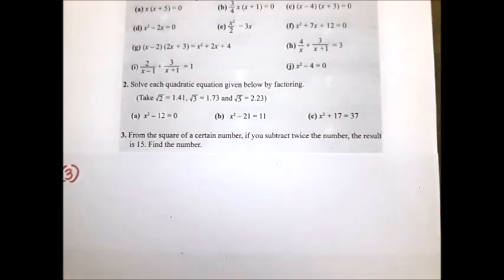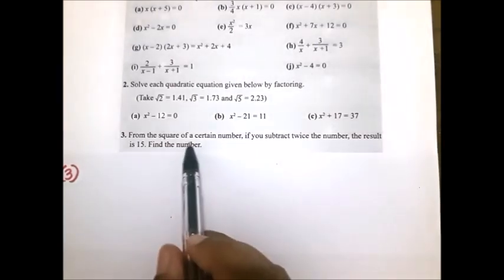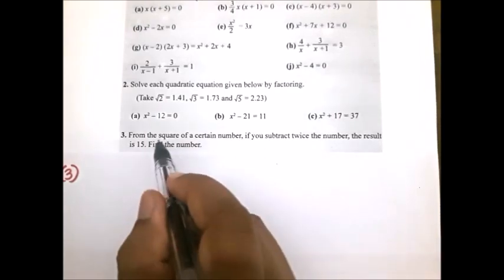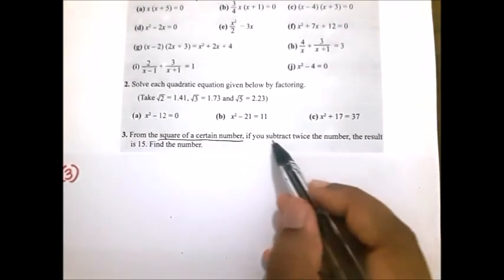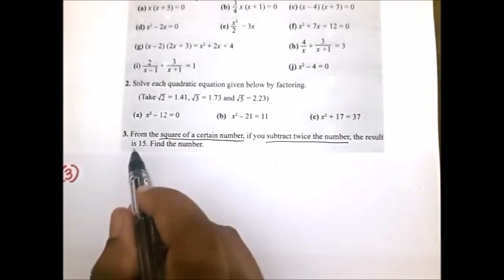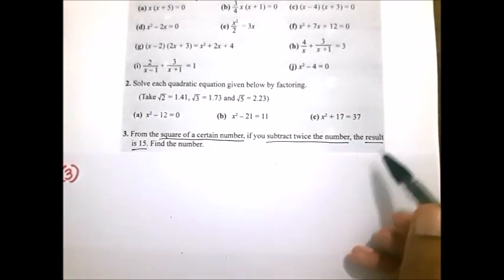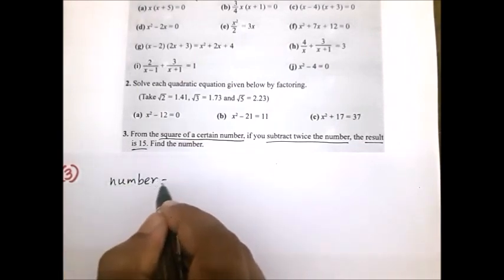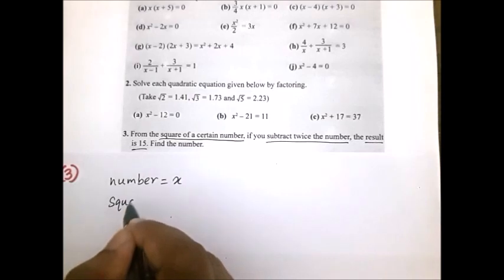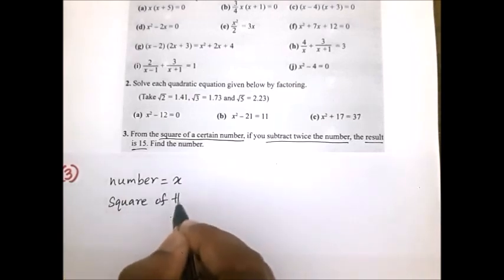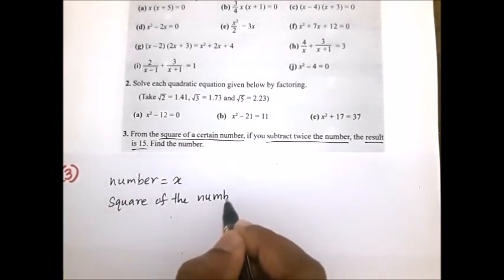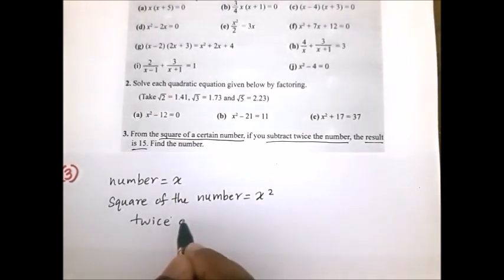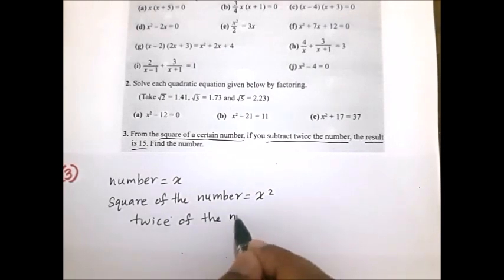Let's start the third question. From the square of a certain number, if you subtract twice the number, the result is 15. Find the number. First take that number as x. Then the square of the number is x to the power 2. Then twice the number is 2x.